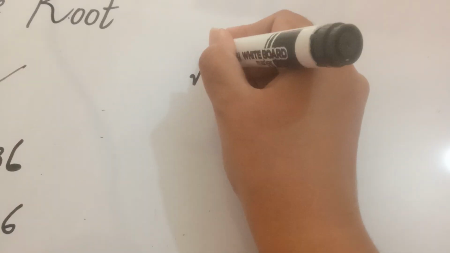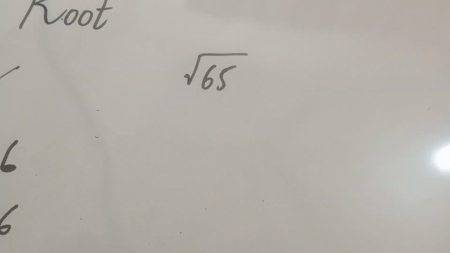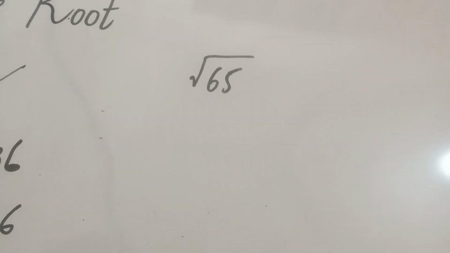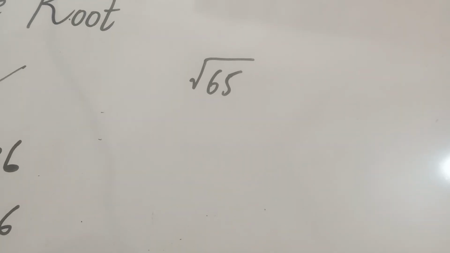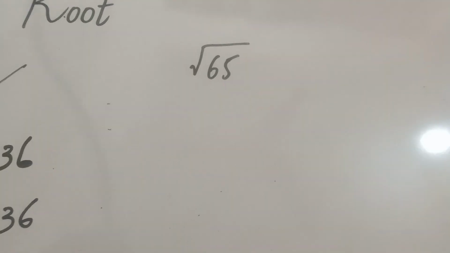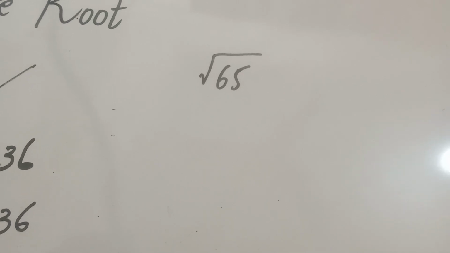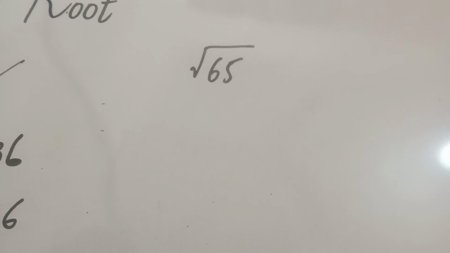Like for example, I have this number 65. Now I want to find out what is the square root of 65. Then first of all I will check, is there any number that I can multiply by itself so that I will get 65? There is no such number. You can check by reading the tables.